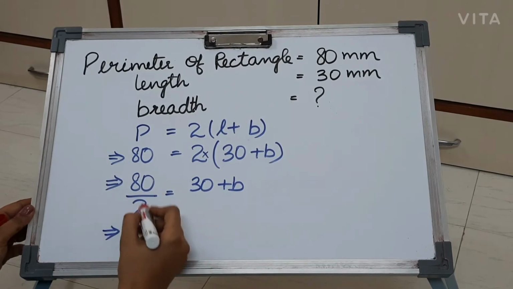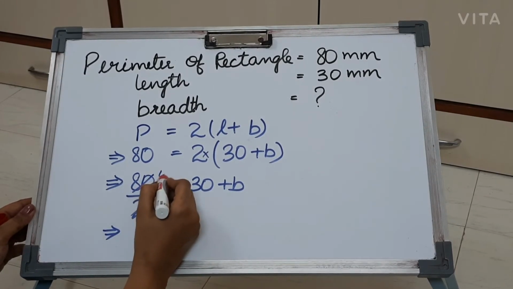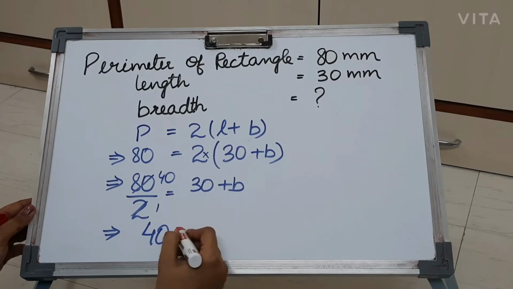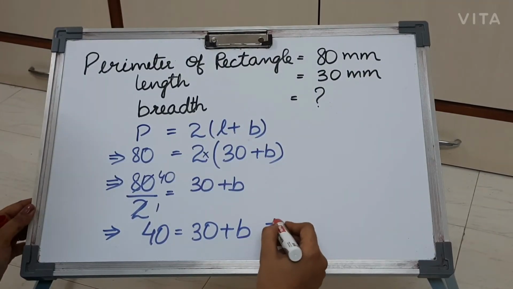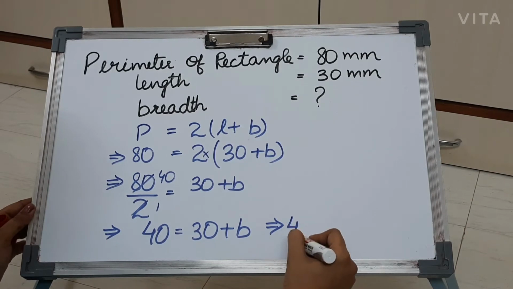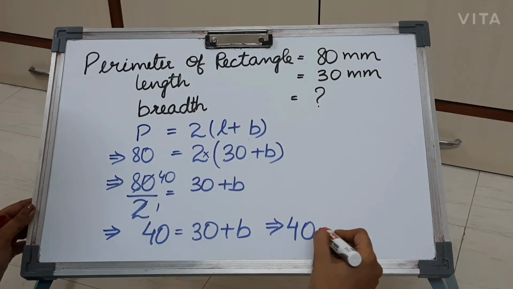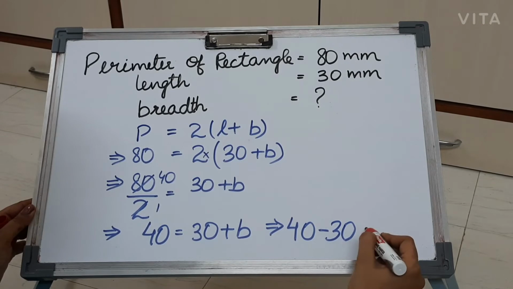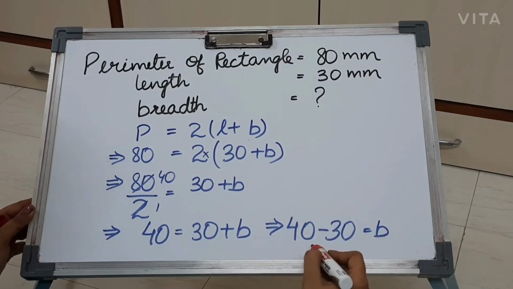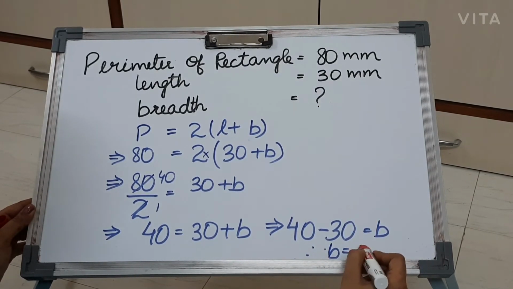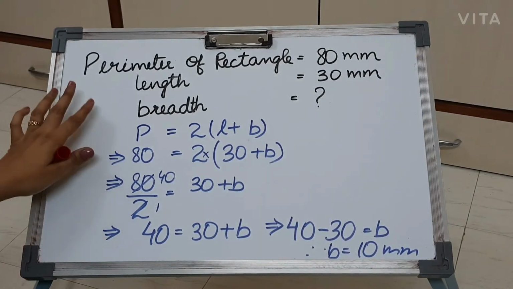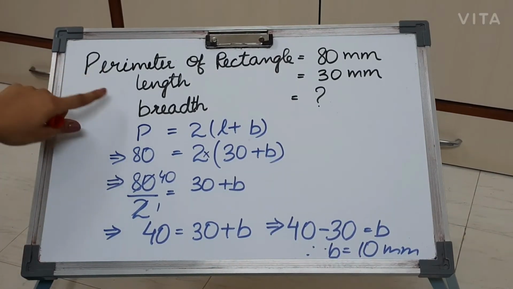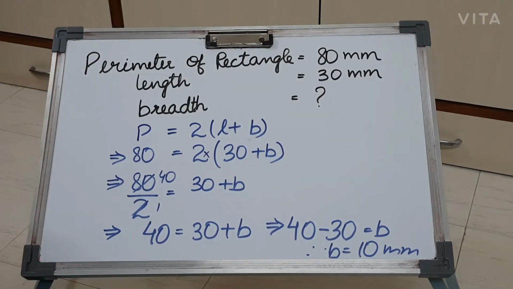Then we will solve it. 2 times 40 is 80, so 40 is equal to 30 plus b. Now we will keep b on the right side and we will bring 30 to the left side. So we will get the answer here. Breadth is equal to 10 millimeter. So this is the way we have to solve when length or breadth is given and one we have to find out, the other one we have to find out.